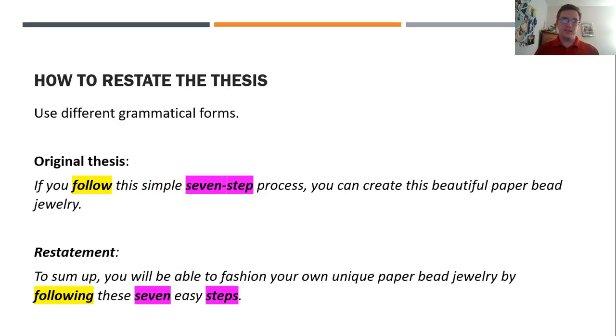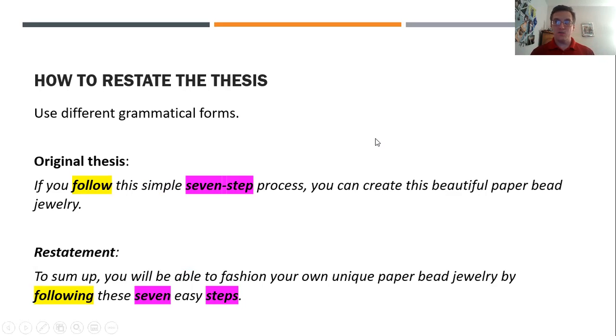In the original thesis, we had a 7-step process. 7-step here is hyphenated. It's an adjective that describes the noun process. 7-step adjective. But in the conclusion, when we restate the thesis, we change that adjective into the plural noun steps. And we said 7 steps. So using synonyms or using different grammatical forms.